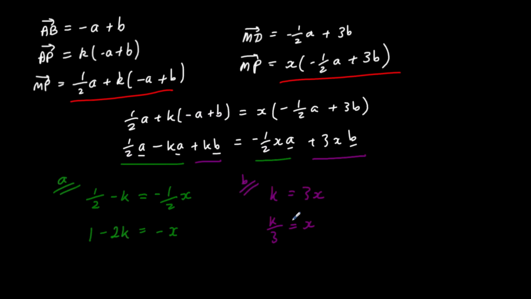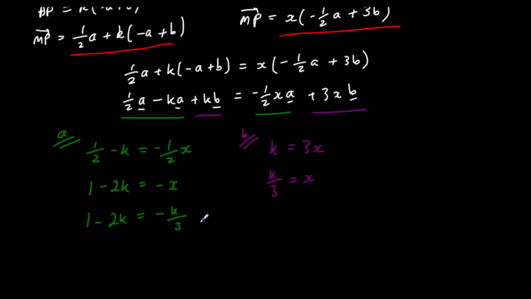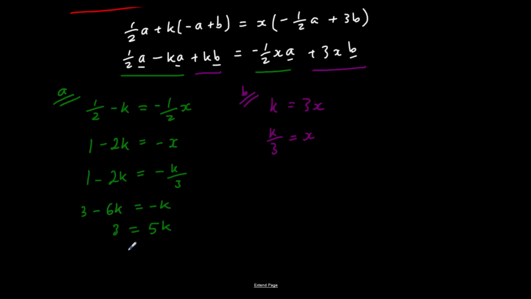So I can change x into k over 3. X is equal to k over 3, so I can substitute that in. So if I substitute k over 3 in for x, I've got 1 minus 2k equals negative k over 3. I'm going to get rid of the divide by 3 by multiplying everything by 3. So 3 minus 6k equals negative k. Then plus 6k to both sides. 3 equals 5k. And divide both sides by 5. K is 3/5. And that's the answer.